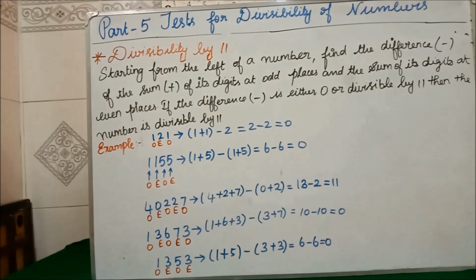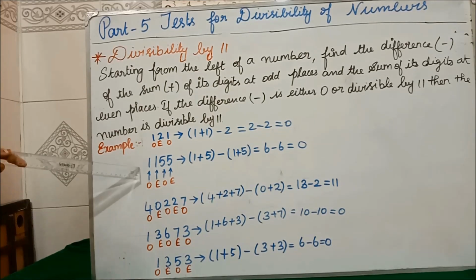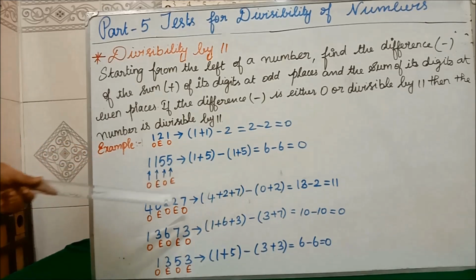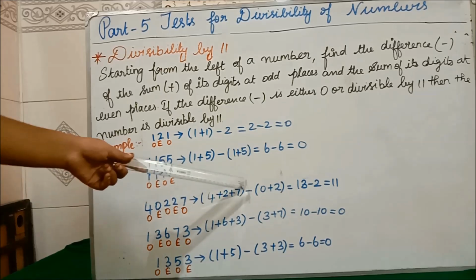Students, listen carefully. Now you see 1155. What I told, odd, even, you have to mark. Okay. What first step do you have to do? You have to add all the odd-place numbers. Okay. 1 plus 5, minus the even. Wherever you have written E, that is 1 plus 5.